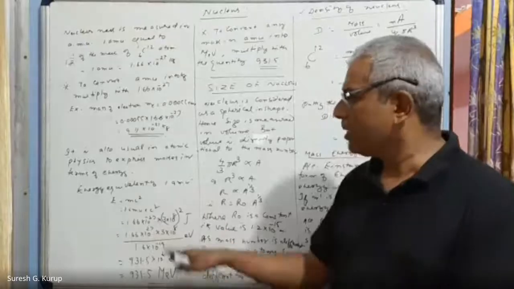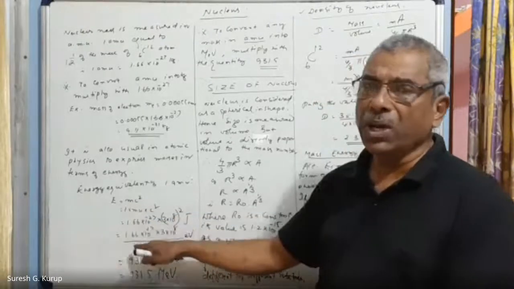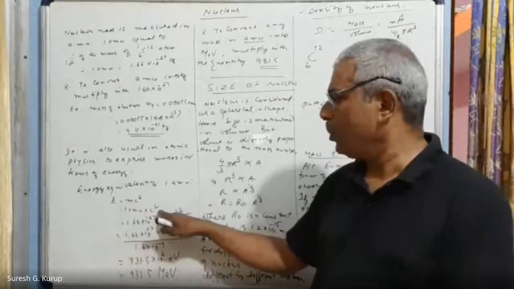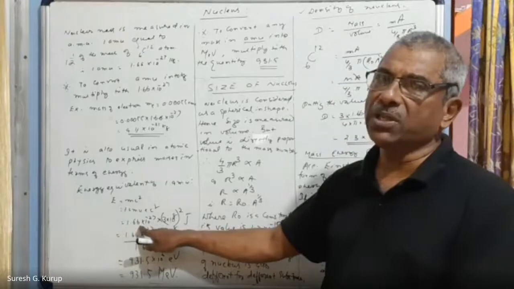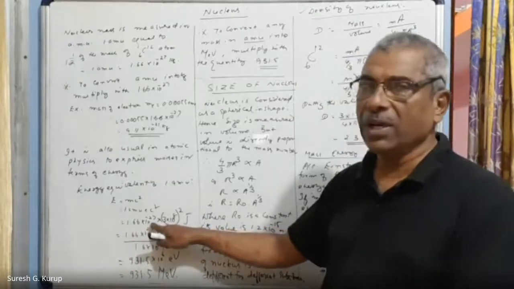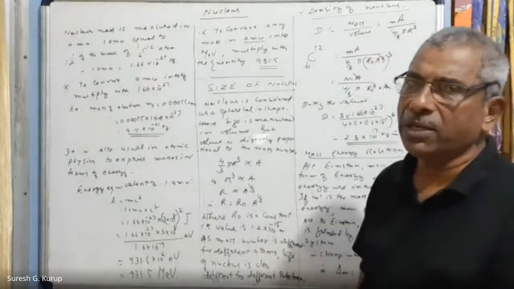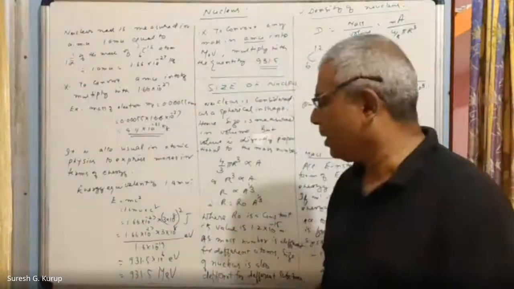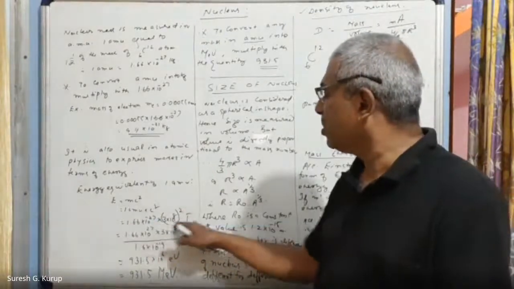In this case, if m is equal to 1 AMU, then the energy equivalent to 1 AMU is equal to 1 AMU times c². But 1 AMU is equal to 1.66 × 10⁻²⁷ kg. That is 1 AMU into c². c is 3 × 10⁸ meter per second.